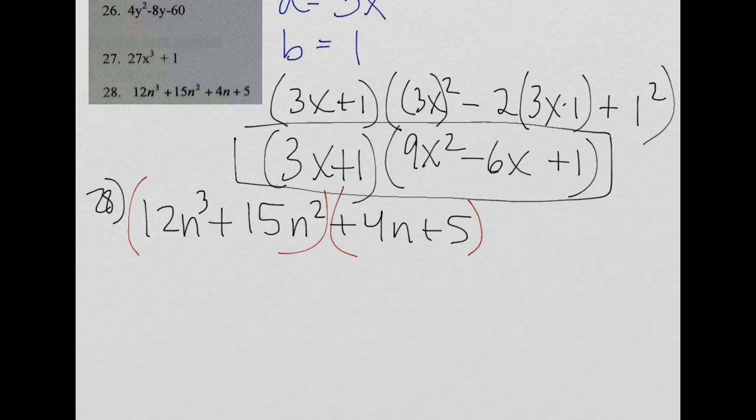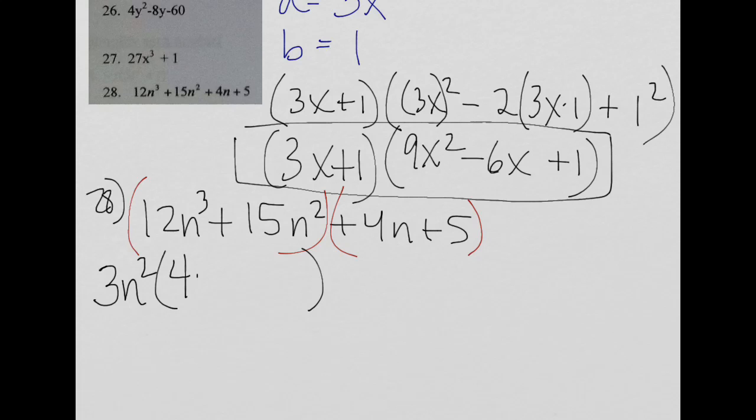Okay, in 28, there is no GCF between all four terms. It is four terms, so it's factoring by grouping. So I already put the first two together and the last two together. Now I'm going to factor out, for 12 and 15, a factor of 3. I could pull out n to the second because they share two n's.